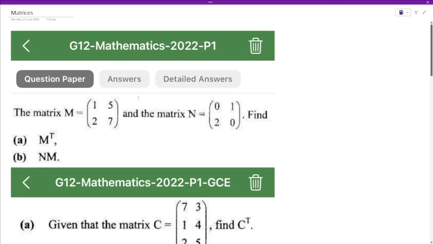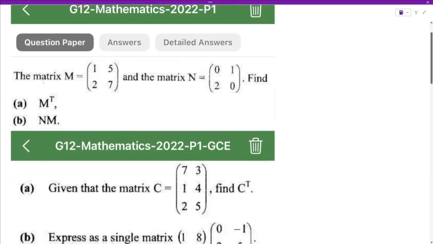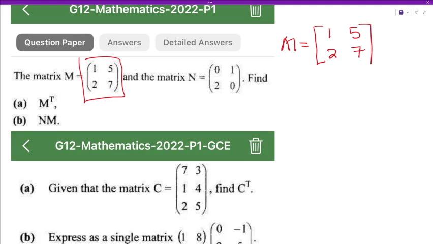Exam questions. The first one is coming from 2022 paper 1, written by the grade 12s, and the question says the matrix M is equal to 1 5 2 7 and the matrix N is 0 1 2 0. Find M transpose. You've seen the way they phrased it. The T has been placed as a power, meaning they're simply asking us to find the transpose of matrix M. So the first thing you're going to do is write down matrix M. What is matrix M? It is this one here, which is listed like this. We have 1 2 5 and 7, like that.